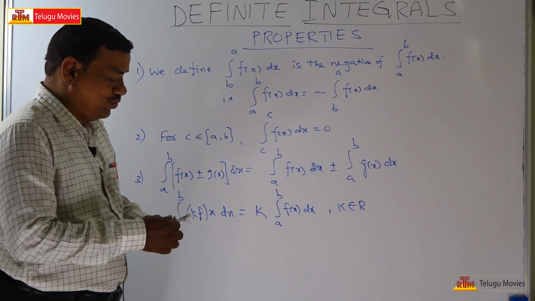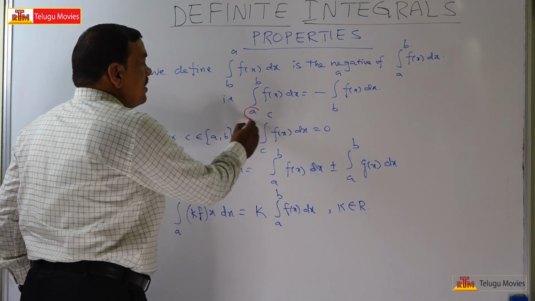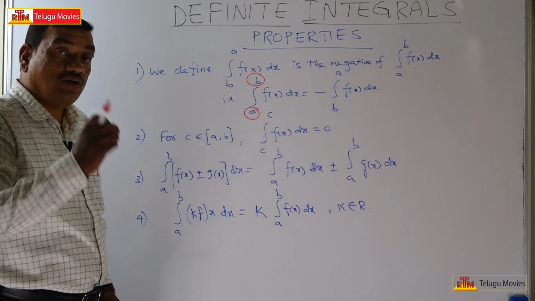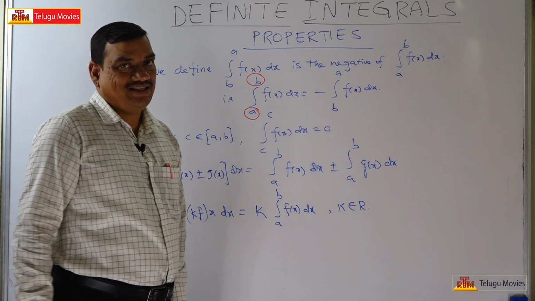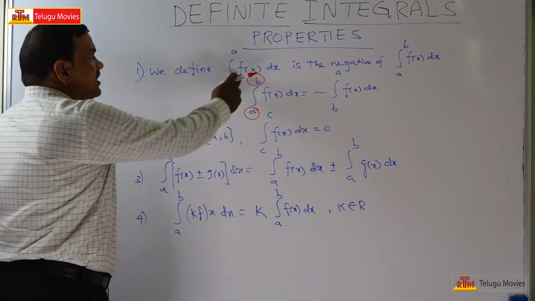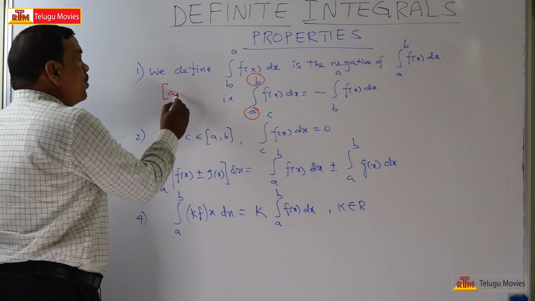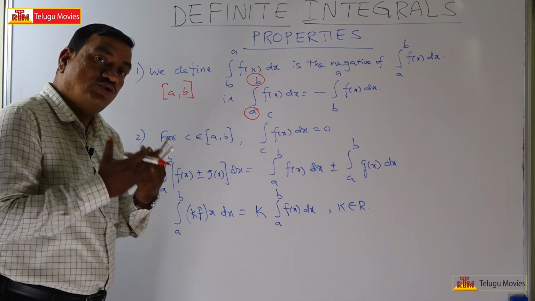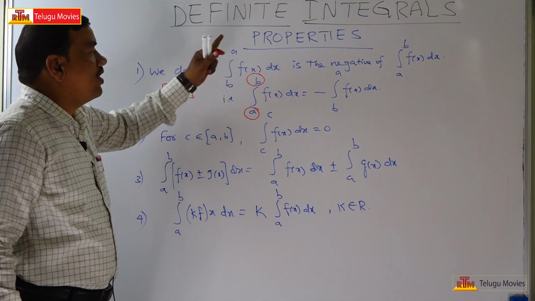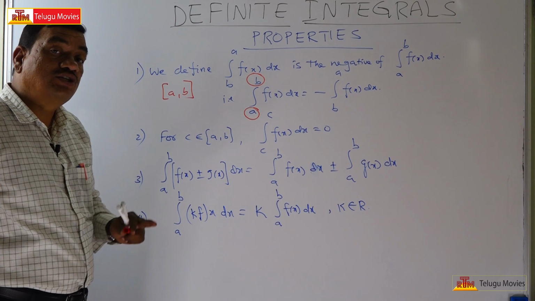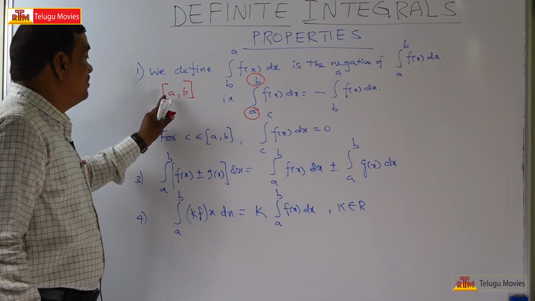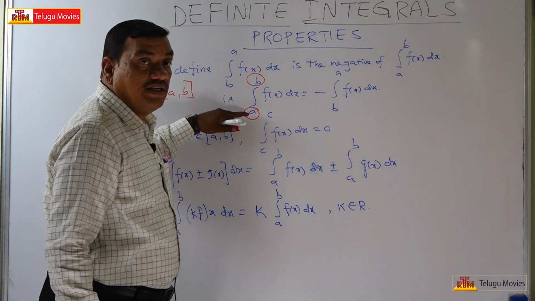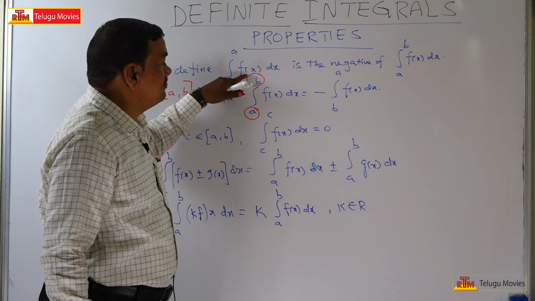As I already told you, this is called the lower limit and this is the upper limit, of the integrand f of x, with variable of integration x. Now here f should be integrable in the closed interval a to b. Whenever you write b to a or a to b, the function should be integrable in the domain a comma b. So here the lower limit is a, the upper limit is b, f of x dx.